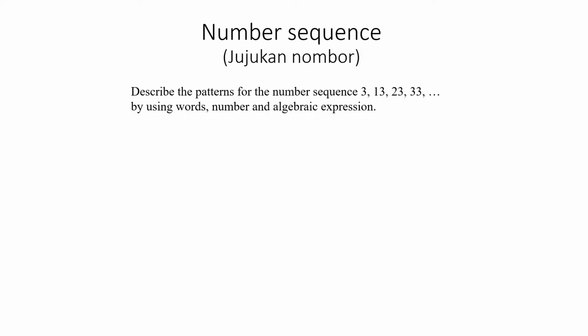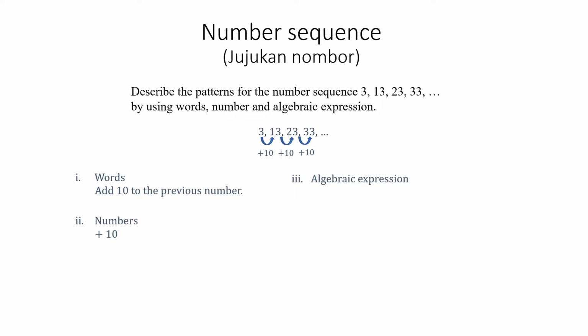As explained in the previous video on patterns, a number sequence is a set of numbers arranged according to a certain pattern. We can describe the patterns by using words, numbers, and algebraic expressions. For this set of numbers, the pattern is plus 10 every time. So in words, we can write it as add 10 to the previous number, and in numbers, we can write it as plus 10.